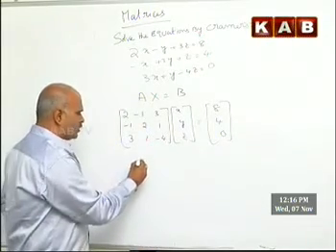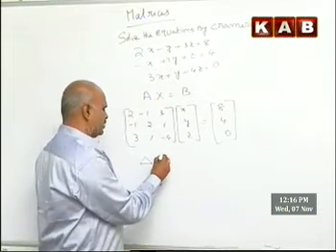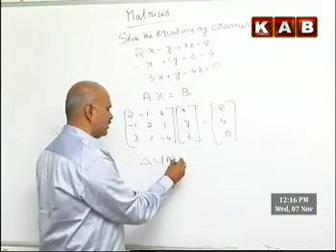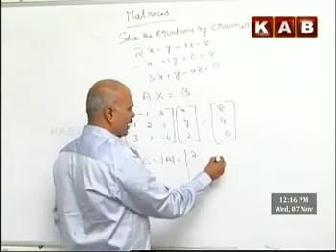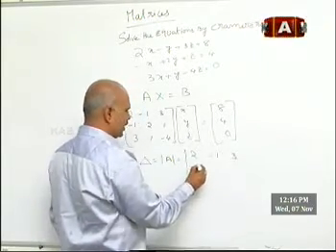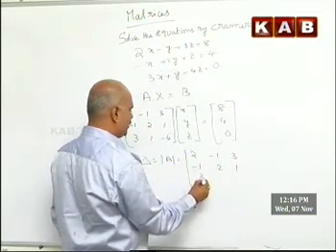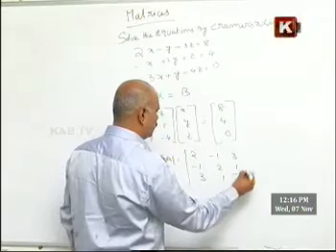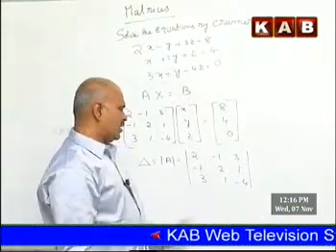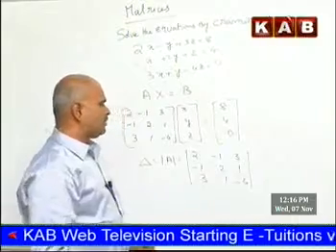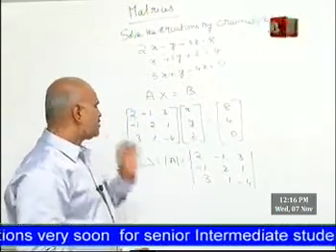In Cramer's rule we have to calculate delta. I think you know this. Delta is equal to determinant A, which is equivalent to this: the determinant with rows 2, minus 1, 3; minus 1, 2, 1; and 3, 1, minus 4. In this case you have to calculate this delta value.